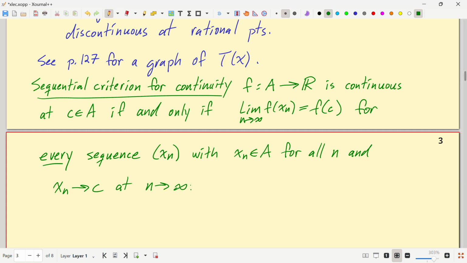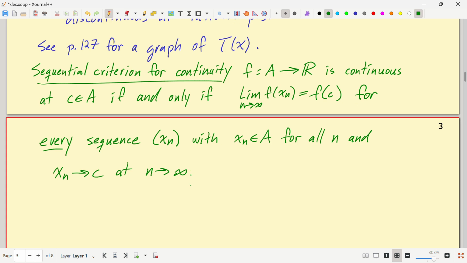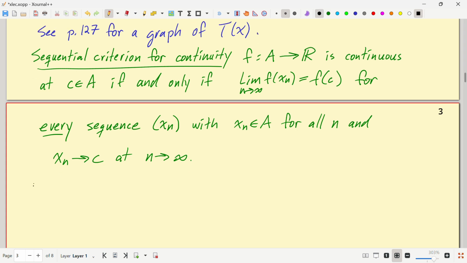And sometimes if you want to show something is not continuous, you could find a sequence that doesn't have this property. That's an easier way to show when something is not continuous. So, kind of a remark: useful when showing f is not continuous.